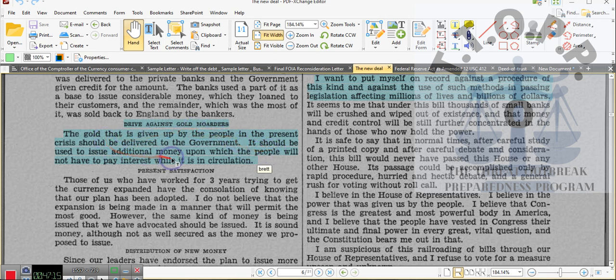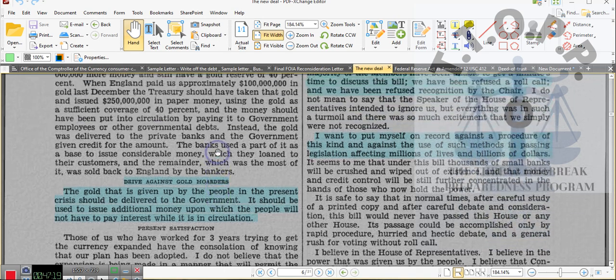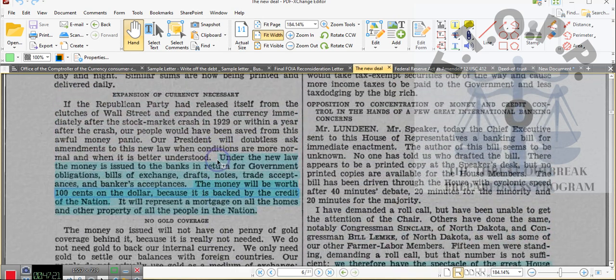Get rid of all the gobbledygook, the junk, the fluff. That's why it's so confusing. Let's do this one right here. Under the law, the money is given to the banks in exchange for bills of exchange. The money is worth 100 cents on a dollar. And so are the bills of exchange. And that's the credit of the nation, by the way.